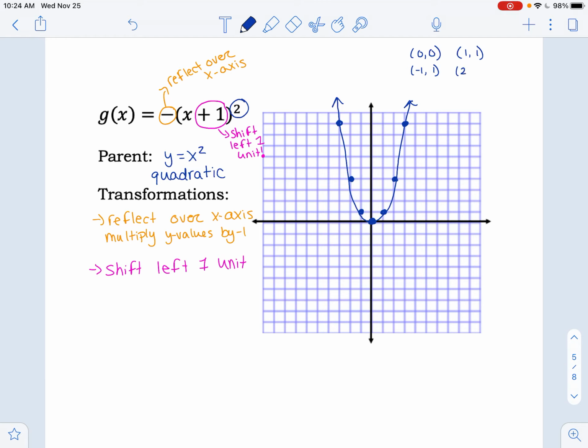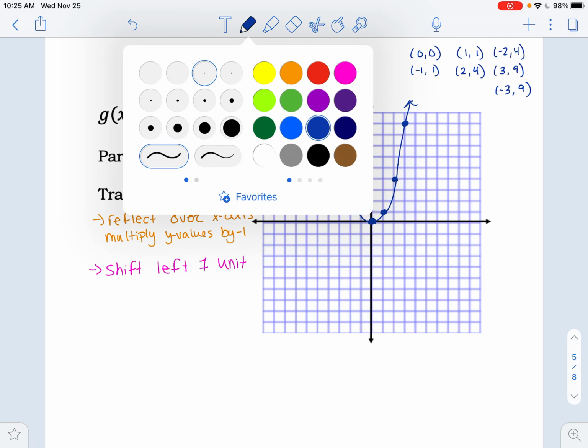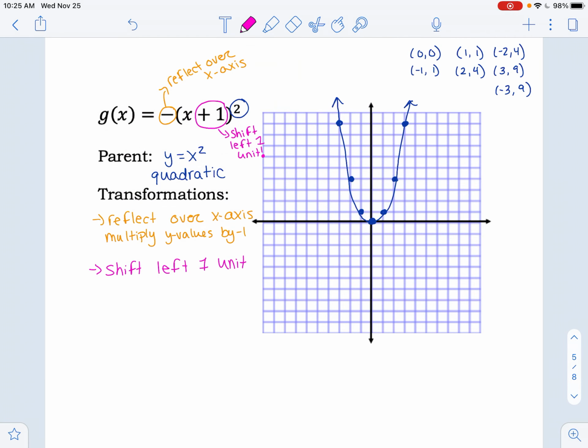We have (2, 4) and (-2, 4). We have (3, 9) and (-3, 9). So I want to keep all of those x values the same, and I want to make all the y values negative. So I'm going to be here. (0, 0) doesn't change. (-1, 1) is going to become (-1, -1), (1, -1), (-2, -4), sorry, (-2, -4). Right, we're multiplying the y values by -1. (2, -4), (3, -9), (-3, -9).